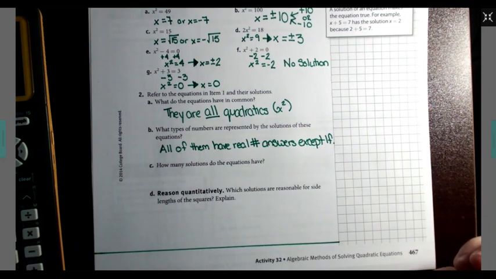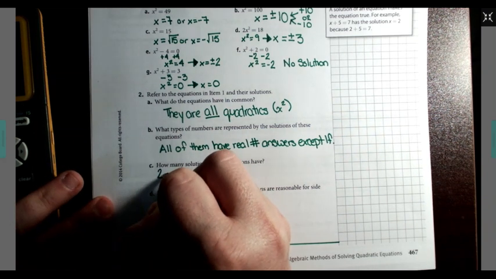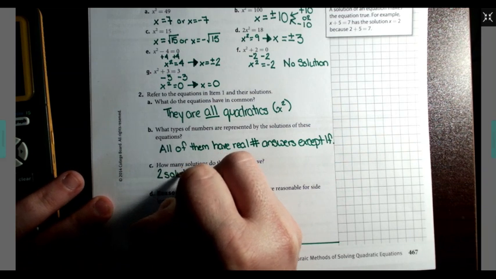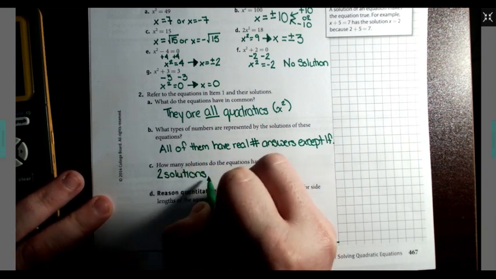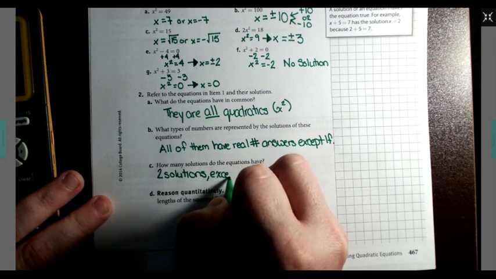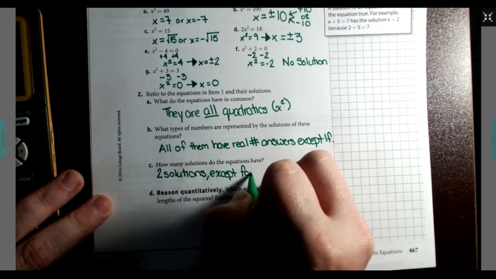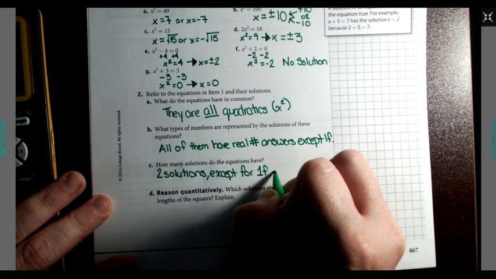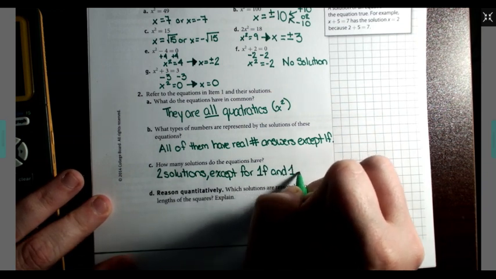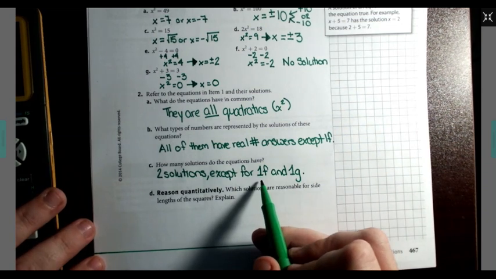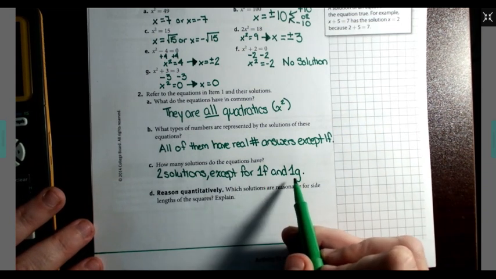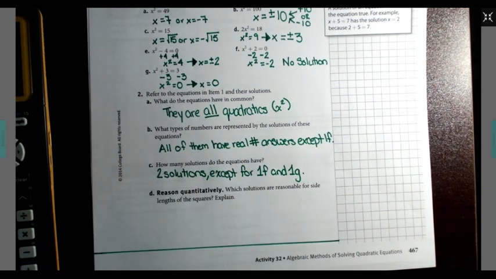How many solutions do the equations have? All of them have 2 solutions except for 1f and 1g. Recall that 1f has no solutions, and recall 1g only has 1 solution, x equals 0.